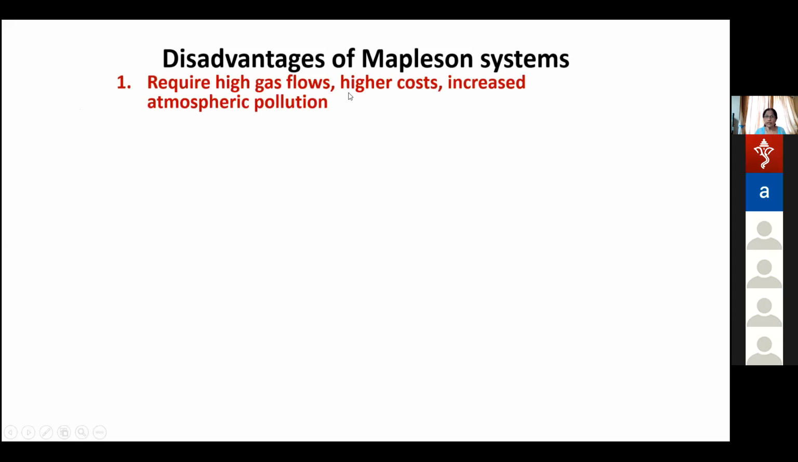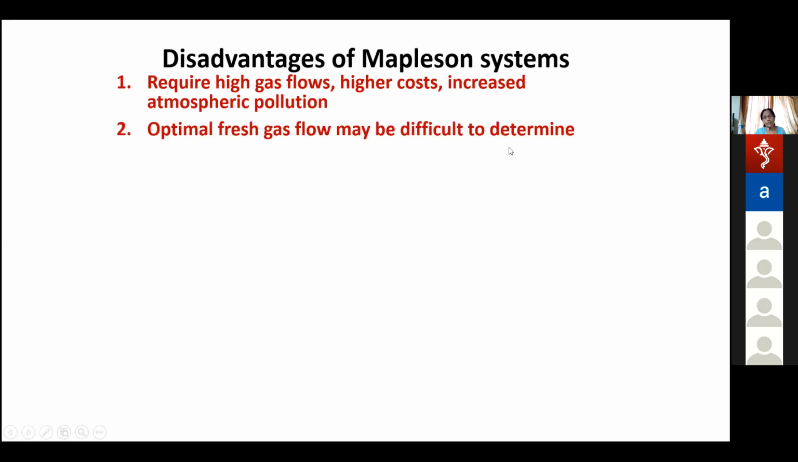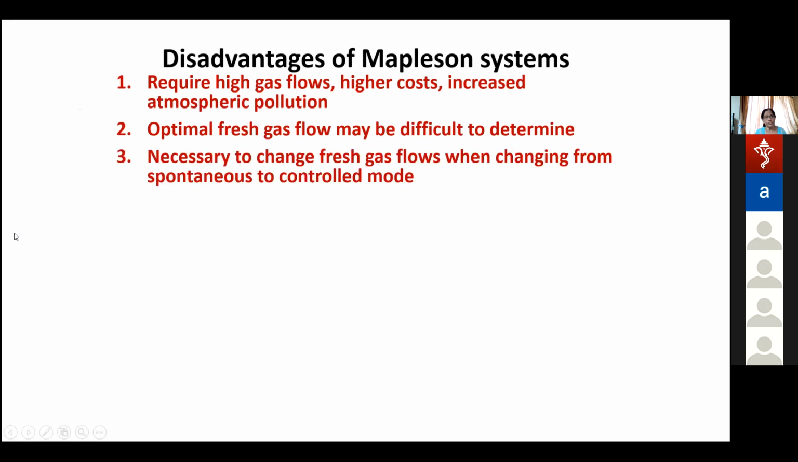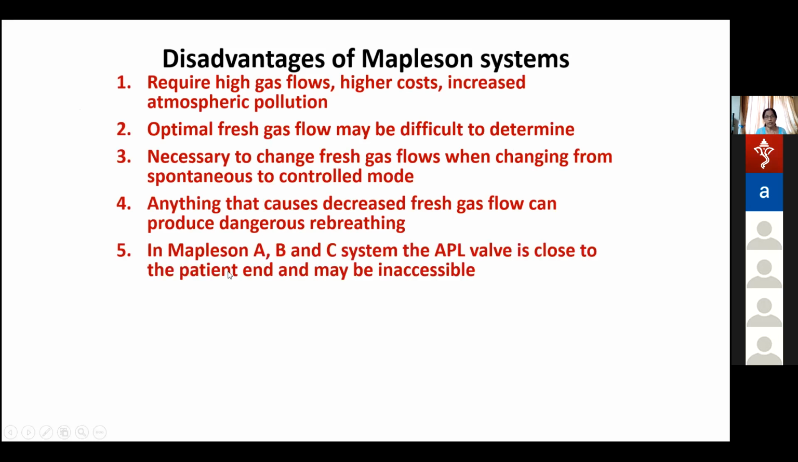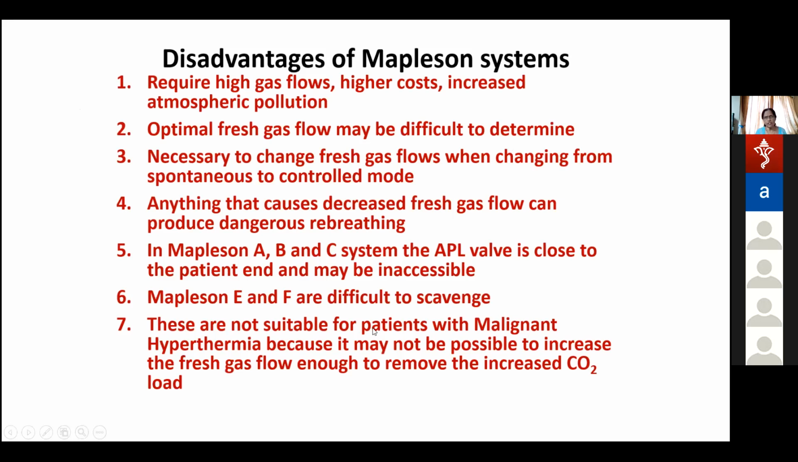Disadvantages are that they require high gas flows, higher cost, and increased atmospheric pollution. Optimal fresh gas flow may be difficult to determine because this is different for every system. It is necessary to change fresh gas flows when changing from spontaneous to controlled mode. Anything that causes decreased fresh gas flow can produce dangerous rebreathing. In Mapleson A, B, and C systems, the APL valve is close to the patient and may be inaccessible. E and F are difficult to scavenge, and these are not suitable for patients with malignant hyperthermia because it may not be possible to increase the fresh gas flow enough to remove the increased CO2 load.